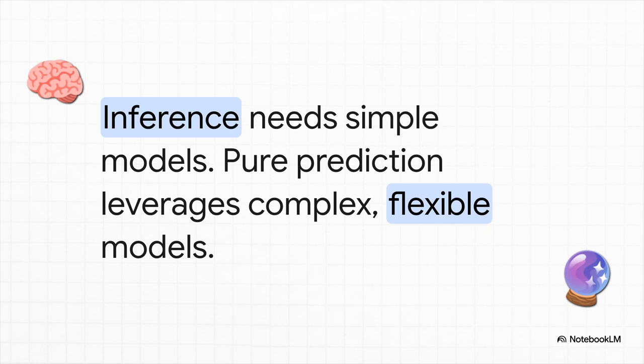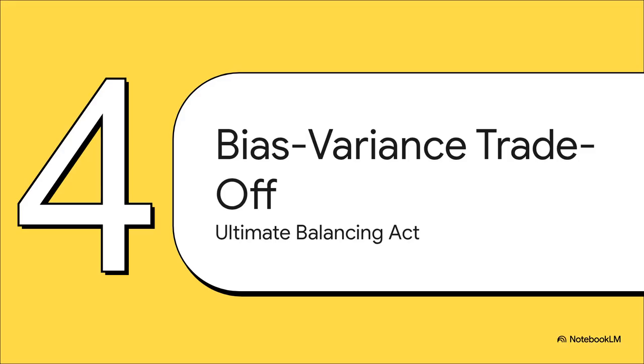But if you only care about pure prediction accuracy, like say forecasting tomorrow's stock price, where you just want the right number and honestly don't care how the algorithm got there, then sure, you can embrace the complex black box. All right, Section 4, the bias-variance trade-off, the ultimate balancing act.